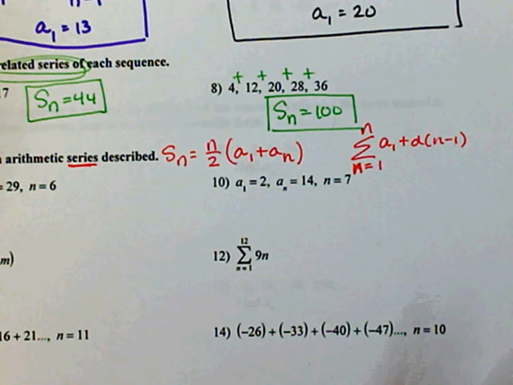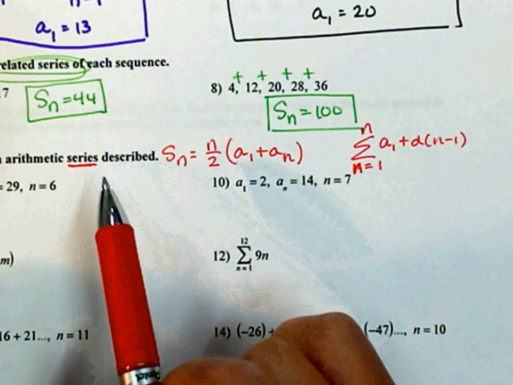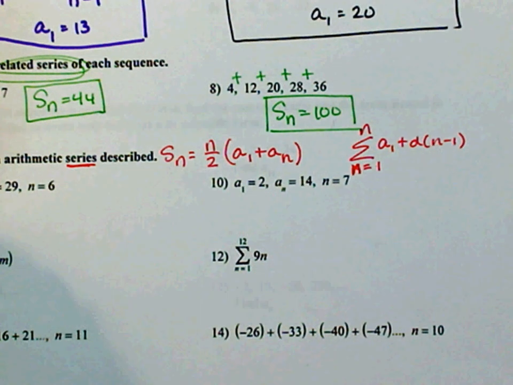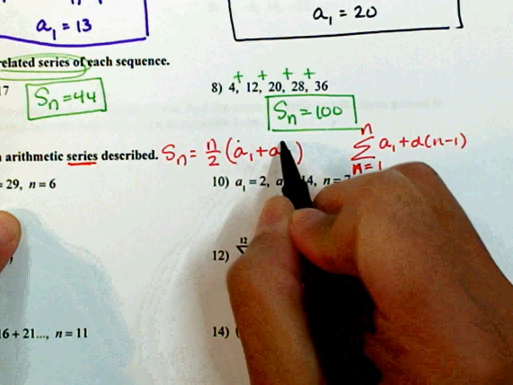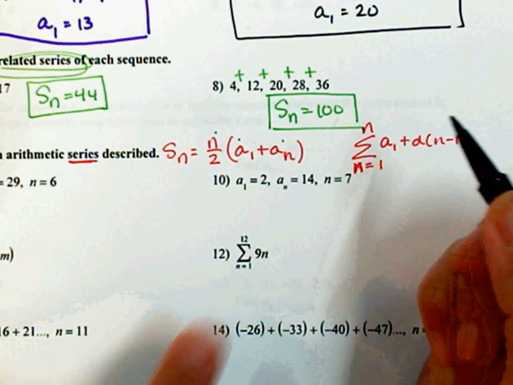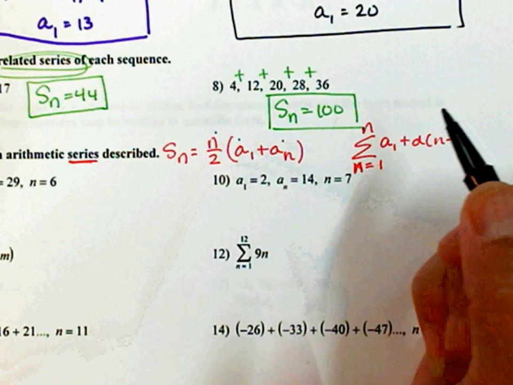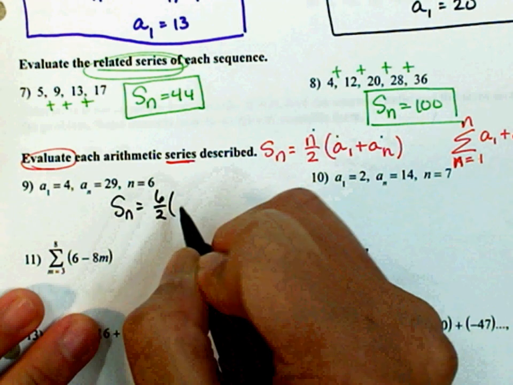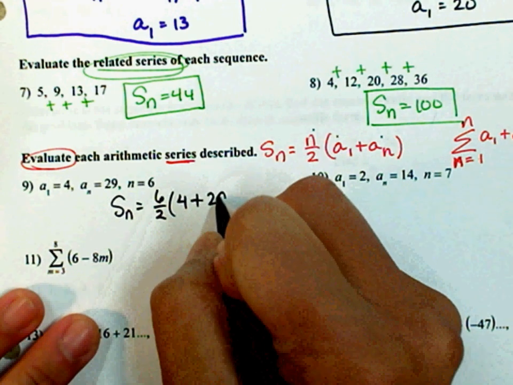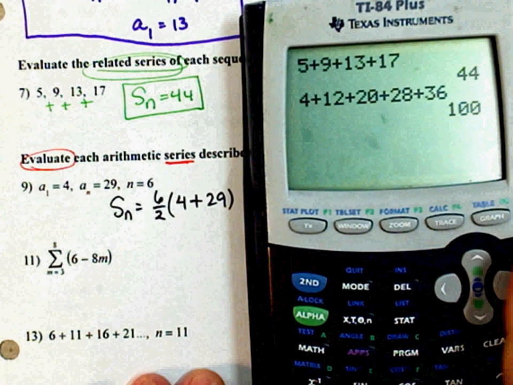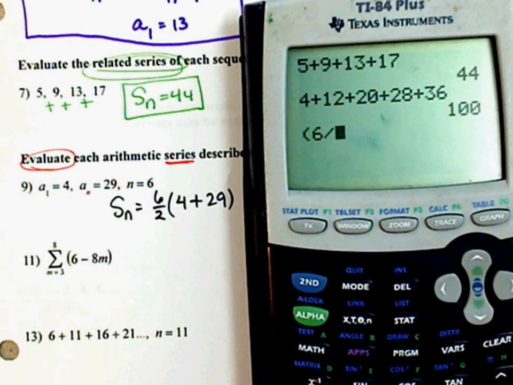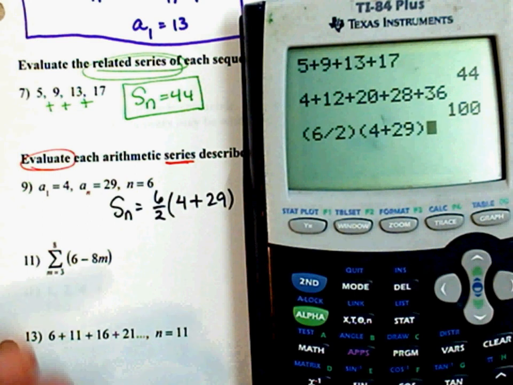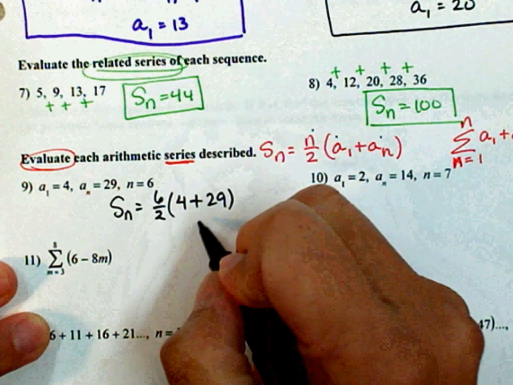Now let's take a look. I want the series. So I know my first term, I got my last term, I got my n. Which one do you want to use? I have 3 out of the 4. I'm going to use this one for number 9. So S sub n equals 6 divided by 2. First term is 4, last term is 29. And you can just type that in. You ready? It's easy to put fractions in parentheses. Or if you know 6 divided by 3 is 2, go ahead and do that. Times 4 plus 29. And that sum is 99. So S sub n equals 99.